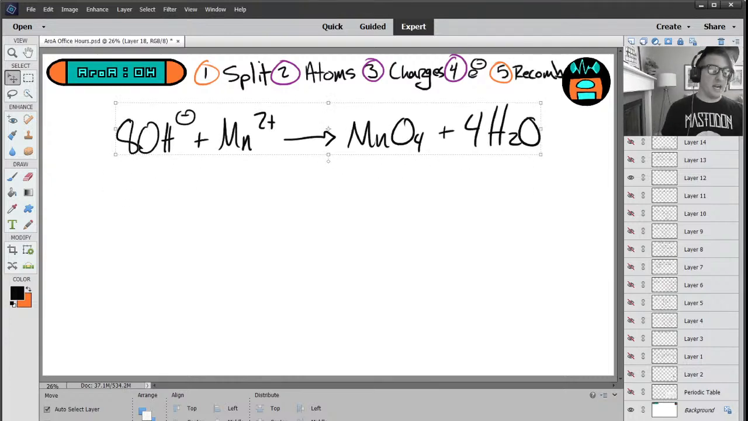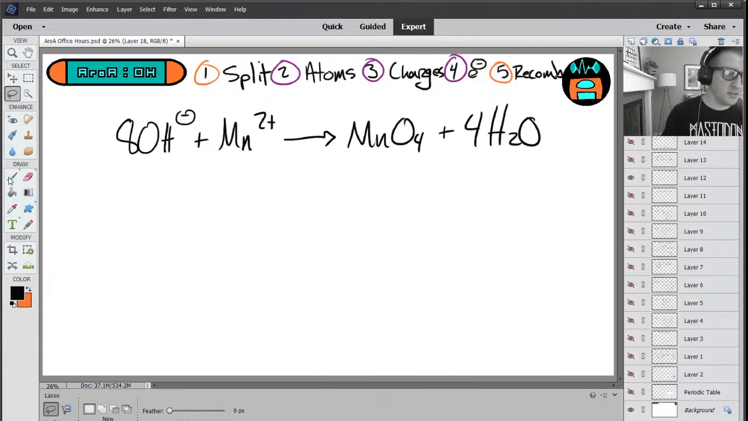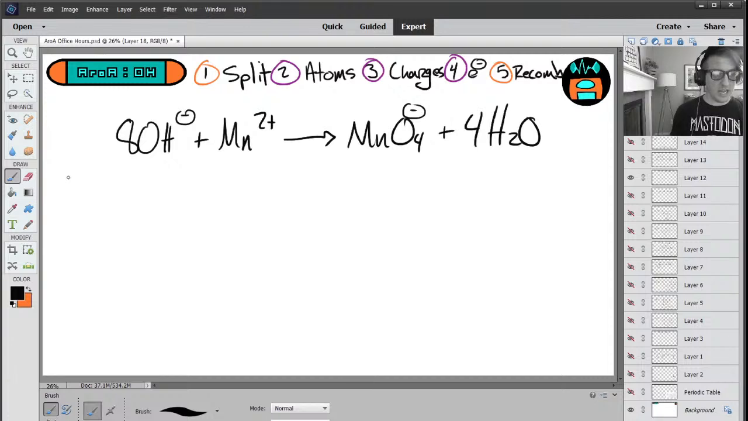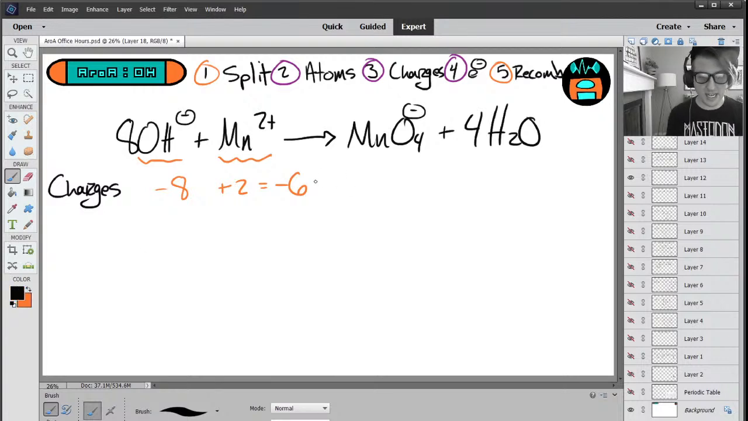Now we need to balance our charges. Sorry, permanganate has a charge of -1. So let's look at our charges. We have 8 hydroxides, so that is a -8. Manganese 2 has a charge of +2, so our total charge is -6 on the reactant side.